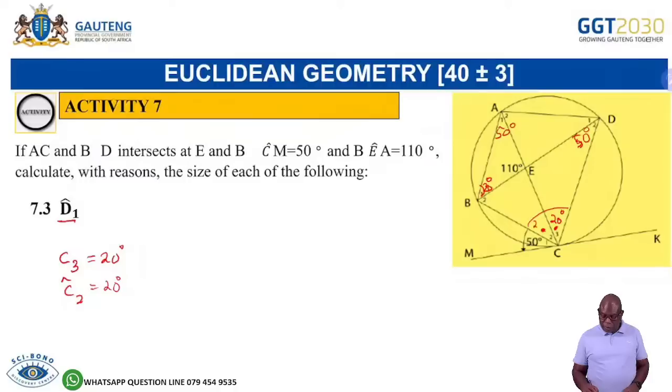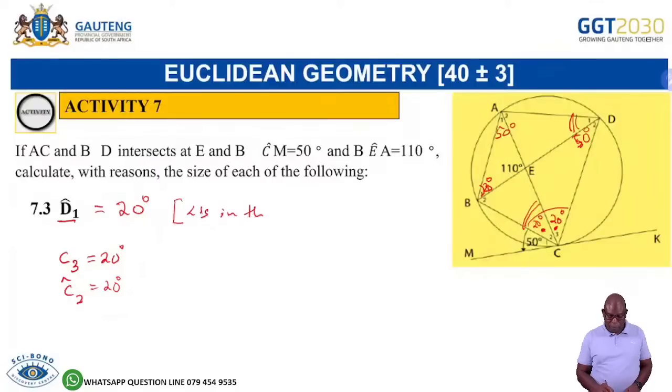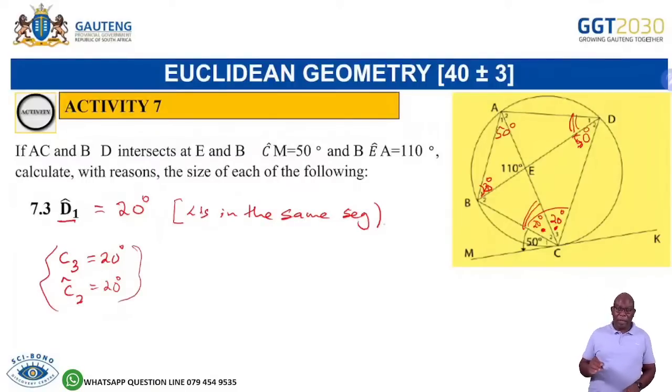So I already have this one is 20. I need D1. That will be easy now. You see D1 and that will also be that. So D1 will also be 20 degrees. The reason for D1 to be 20 degrees is angles in the same segment. Right. So first of all, I must get these two angles, and once I get these two angles, then I'm able to get to D1. If I don't know what C2 is, I'll struggle a bit to get to D1. All right.